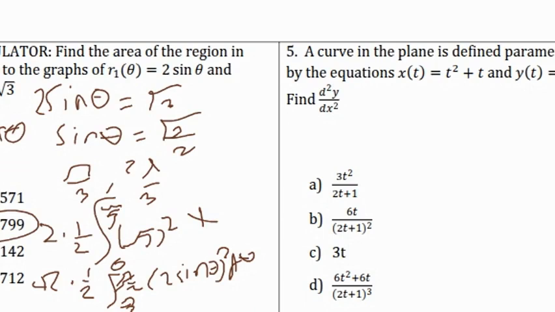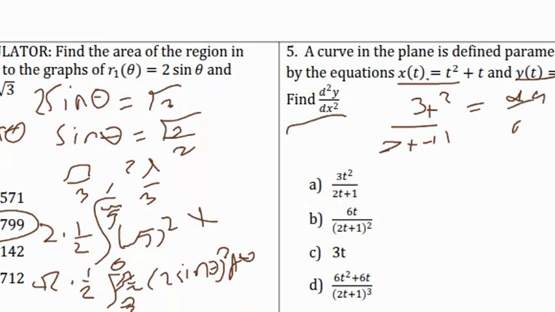And then for our last question, this is the parametrics question, compared to the last one, which was a polar question. We're asked to find the second derivative. So to find the first derivative, you want to do derivative of y over derivative of x, because we're looking for dy over dx first. So that would be 3t squared over 2t plus 1, which is dy over dx. And then to find the second derivative, you want to take dy over dx, but divide by dx one more time. So I'll show you real quick.